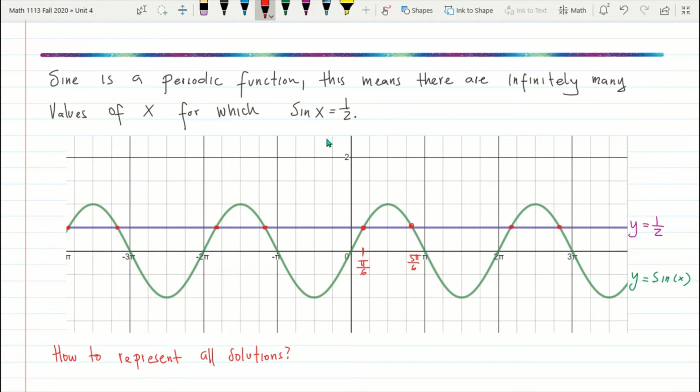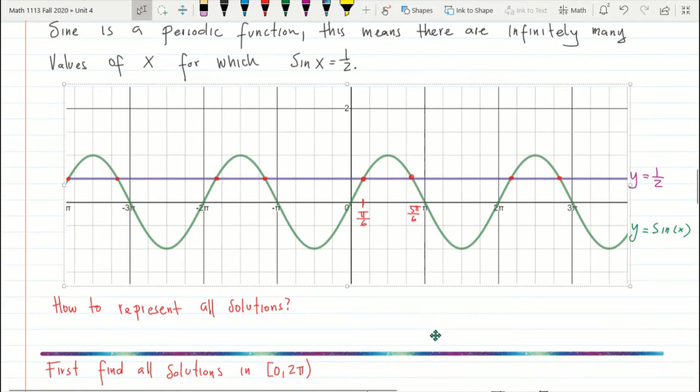over 6 right there. So the next question that should be kind of coming to your mind is, how do I represent this? You know, how do I show all of the solutions? You know, how can we kind of have a system to show all of the solutions? So the answer to that is right here.